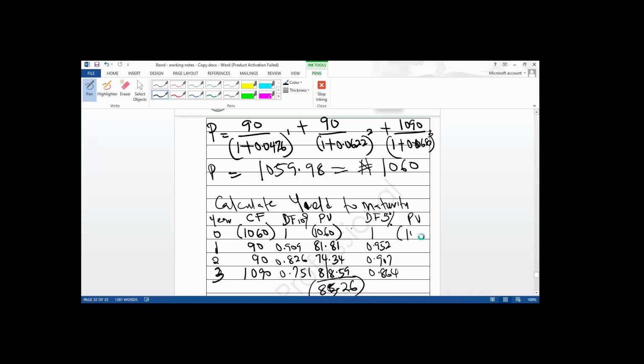Here you have 1060 negative, 85.68, 81.63, 941.76. The NPV is 49.07.